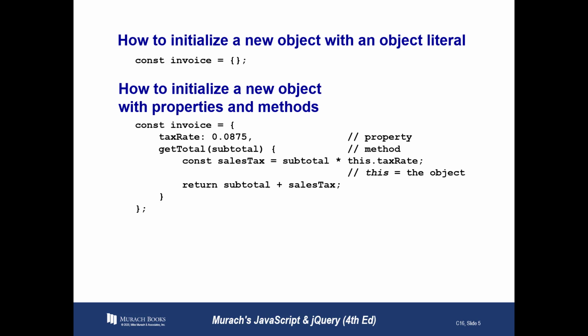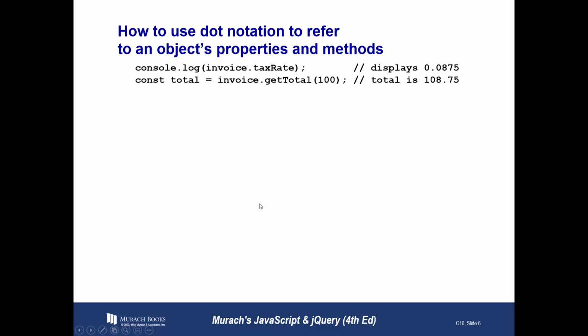Now, remember that if we were to say const invoice equal bracket, it's an array. But by using curly braces instead of brackets, it's now an object. And what's an object? Basically, it's something that contains properties and methods. Properties are pieces of data, and methods are things that the object can do. I don't know how to put it any simpler than that.